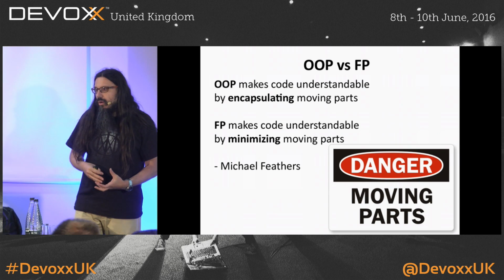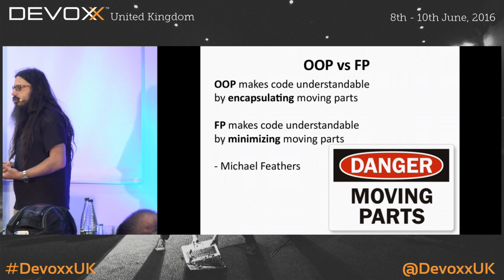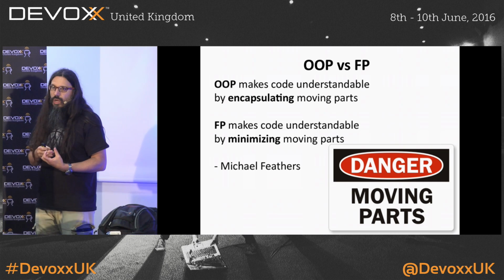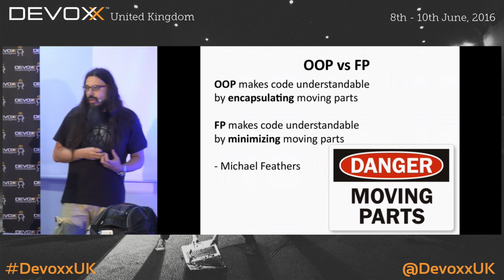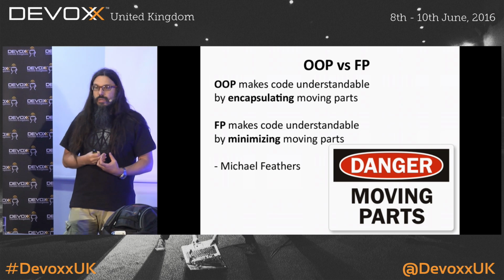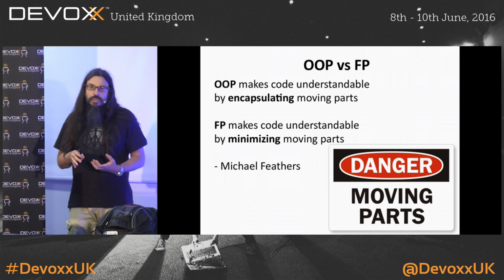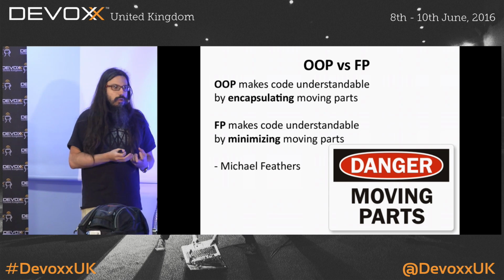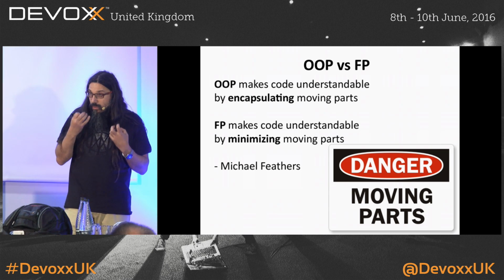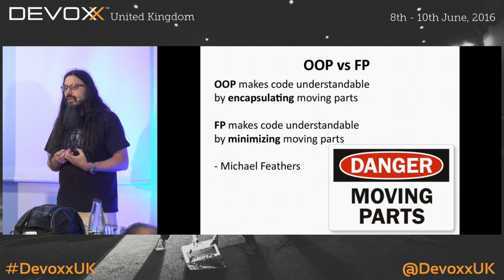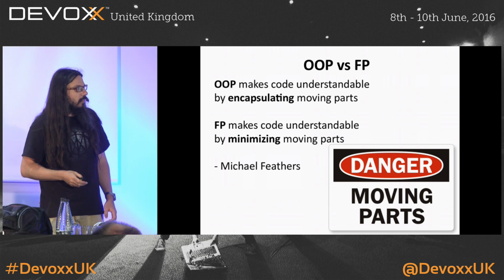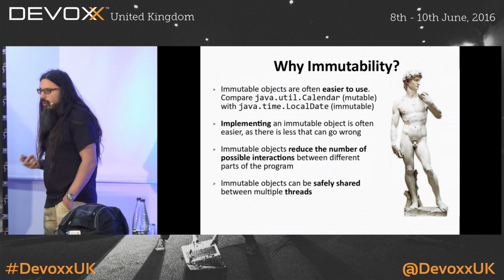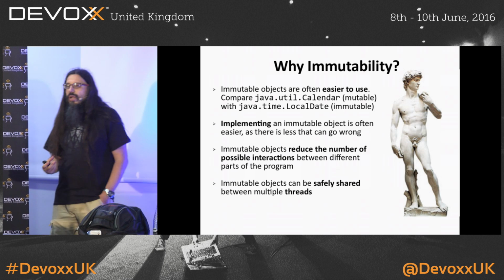Okay, so one of the core principles of functional programming is that object-oriented makes code more understandable, more maintainable, by encapsulating moving parts. The functional idea is a bit more radical. We don't want to just encapsulate them. We really want to minimize the moving parts, hopefully to totally eliminate them. And why don't we want moving parts? Why don't we want mutability? For a number of reasons.